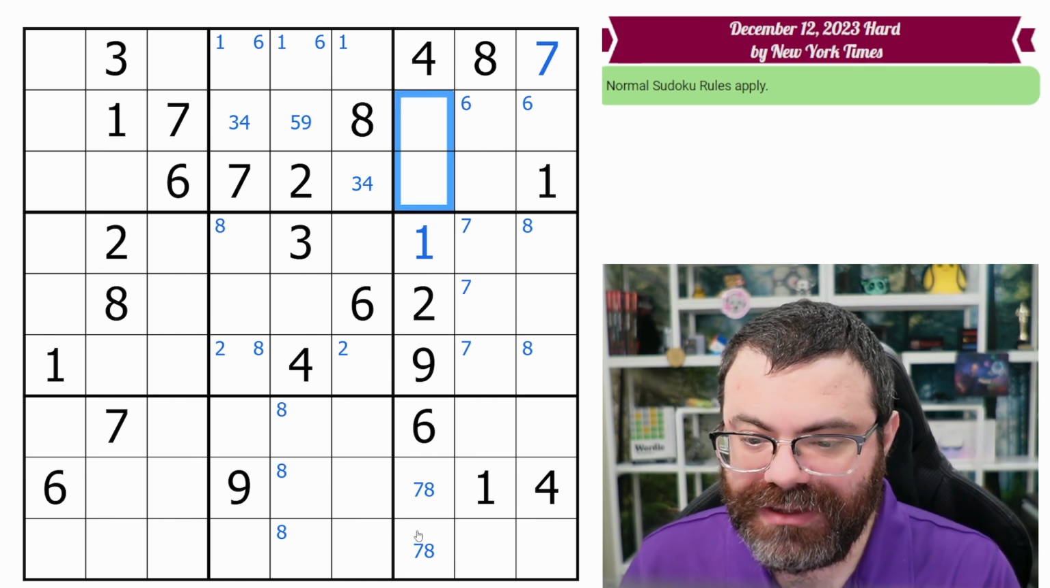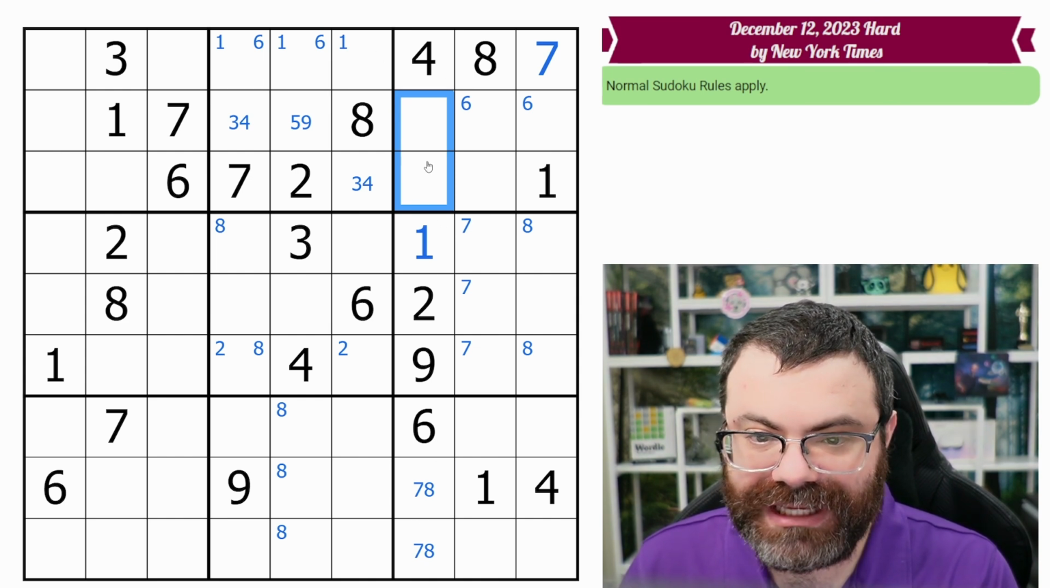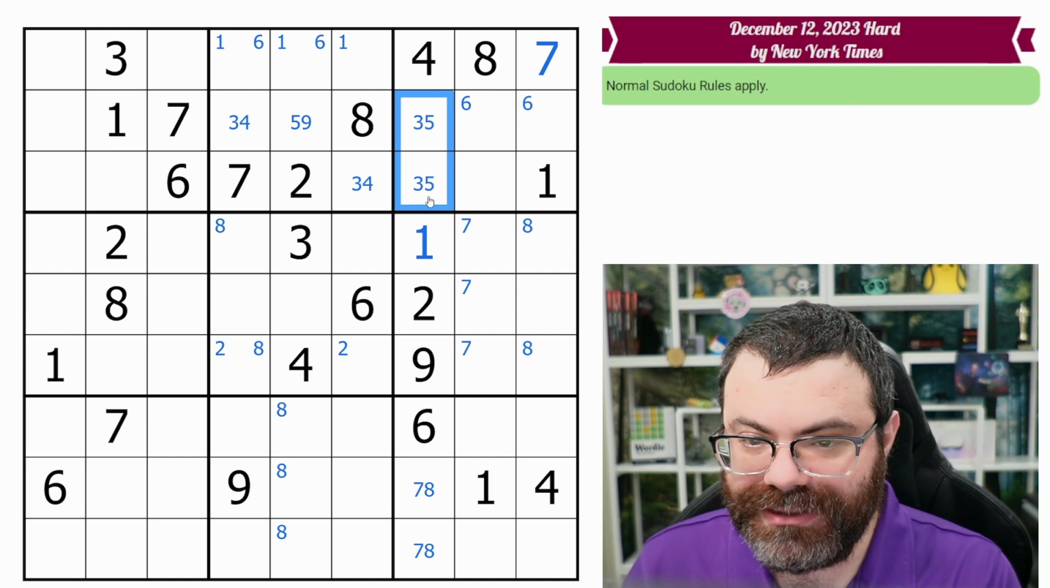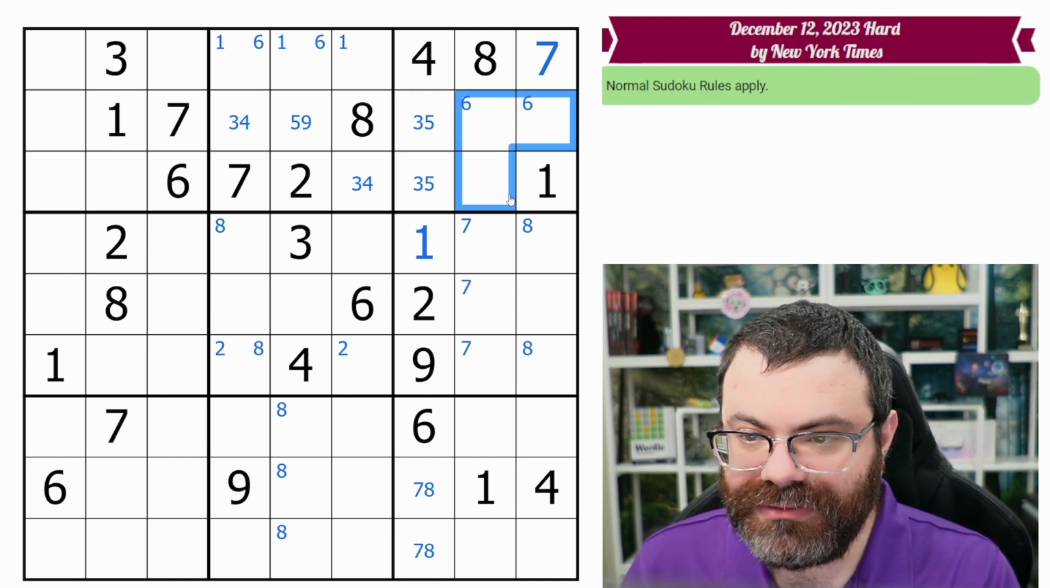Anything else? Well, this is a 7-8 pair. There's only 2 digits that are kind of unaccounted for, the 3 and the 5. So we can just put a 3-5 pair here. That's what's left for the column. So this is a triple.